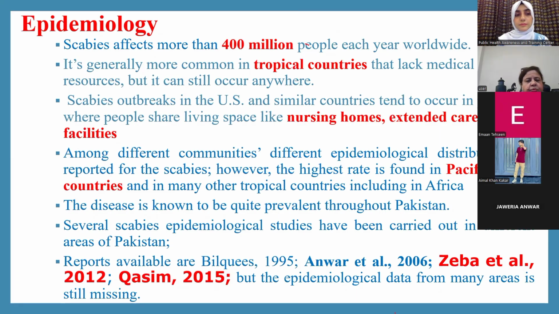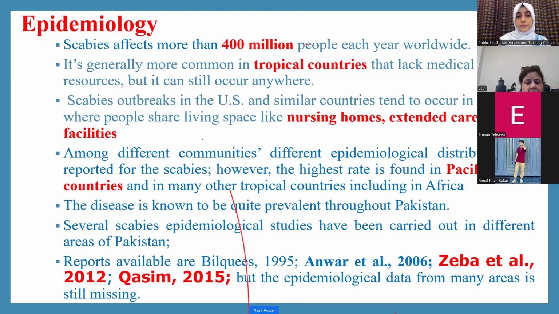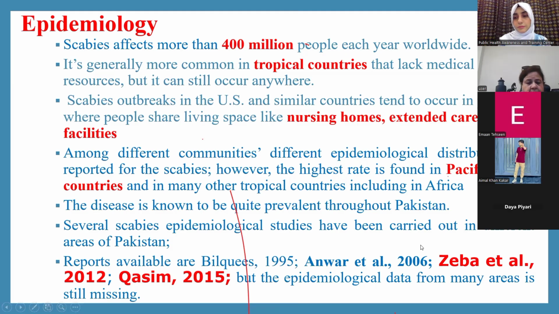Epidemiologically, scabies affects more than 400 million people each year worldwide. That is 400 million people each year worldwide. It's generally more common in tropical areas that lack medical resources, but can still occur anywhere. Scabies outbreaks in the US and similar countries tend to occur in places where people share living spaces, like nursing homes and extended healthcare facilities. Different epidemiological distributions are reported for scabies. The highest rate is found in the Pacific Island countries and in many other tropical countries, including Africa. The disease is known to be quite prevalent in Pakistan. Several scabies epidemiological studies have been carried out in different areas of Pakistan. Some reports are available from 1995, Bilkis has done research on this subject, and Anwar et al. in 2006, but the epidemiological data from many areas is still missing. Next, please.